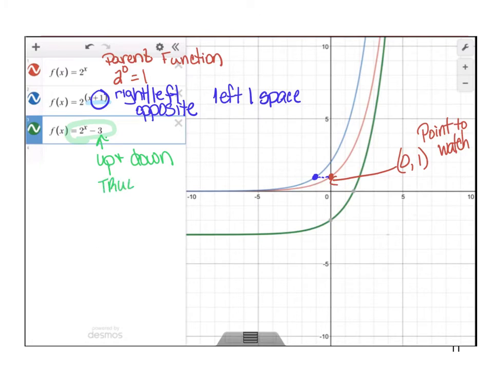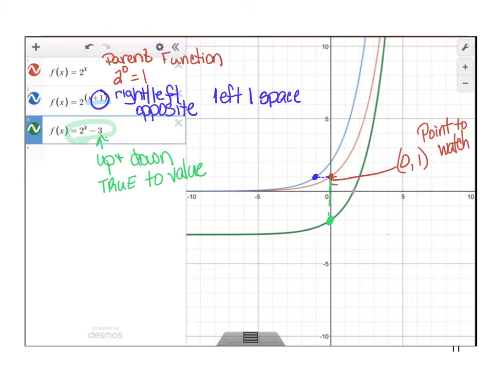Okay, so we should be looking at down 3 spots. Now, the point to watch is not 0, 0. We are looking at 0, 1 because my parent function crosses at 0, 1. This point 0, 1 moves down 1, 2, 3 spots. Okay?